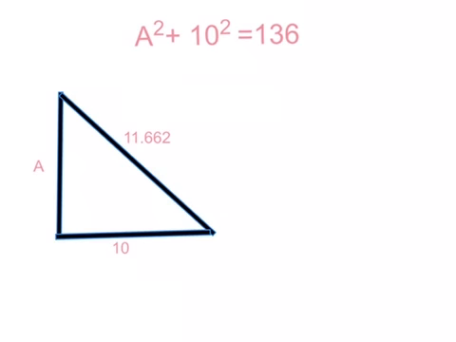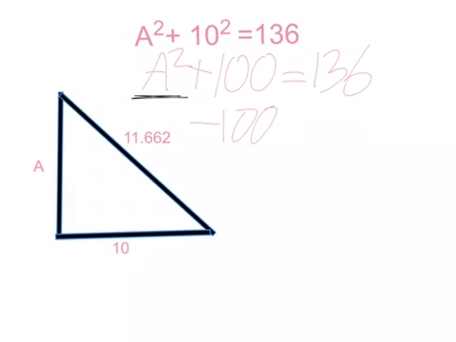The length that you're solving for might not always be C. It could also be another side like A or even B. But when you're doing a different side, then you square them. So A squared plus 100 equals 136. And then you're trying to find A squared, so you subtract 100 from each of the sides. And then you get A squared equals 36.